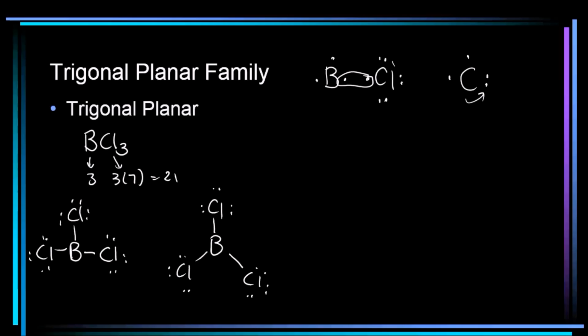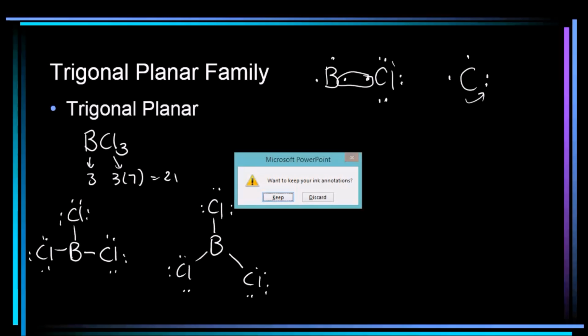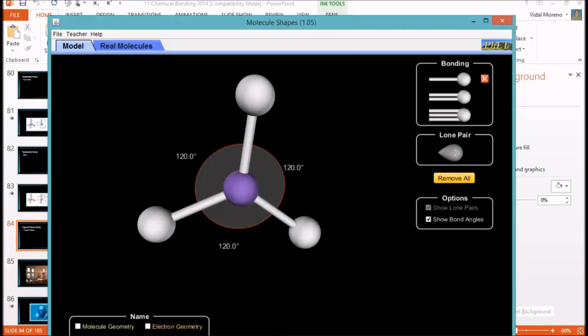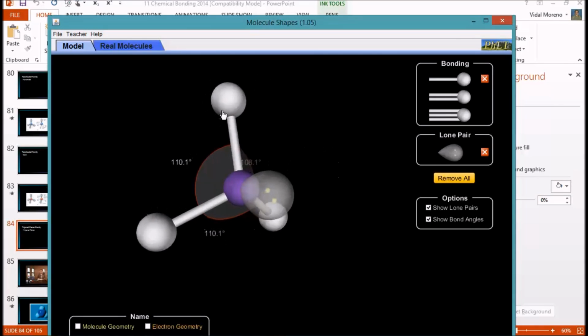Is there a sibling to this? Of course. Is its name just triangle? This is trigonal planar, trigonal planar. This is the first child. Trigonal planar, trigonal planar. It does have a brother.